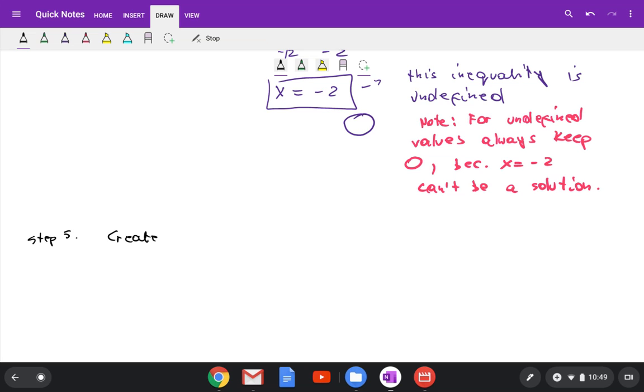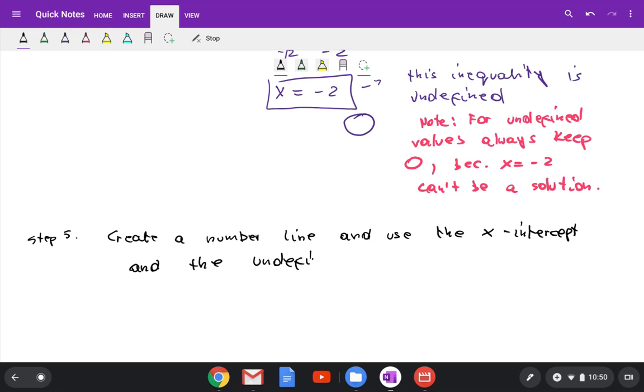Step 5. Create a number line and use the x-intercept and the undefined value to break the number line into intervals.